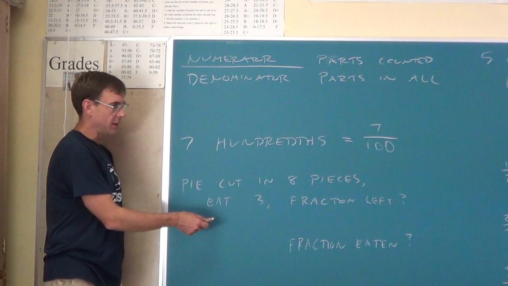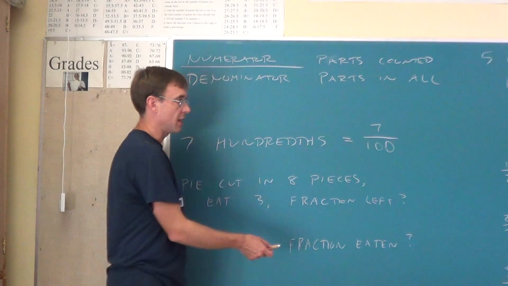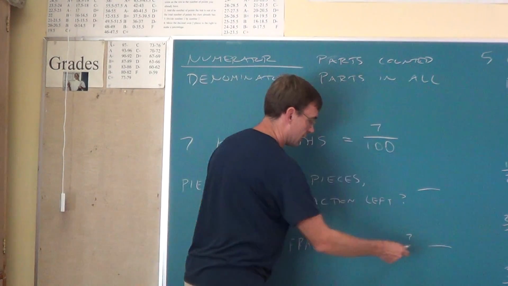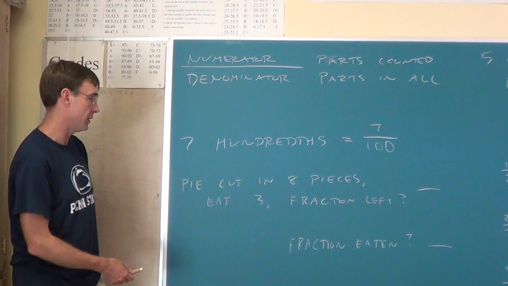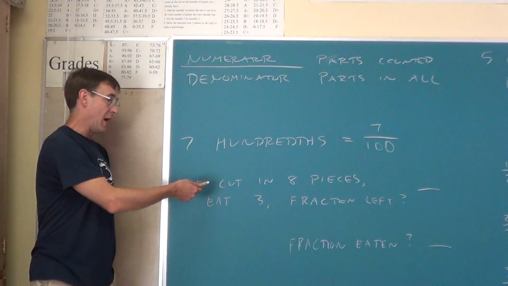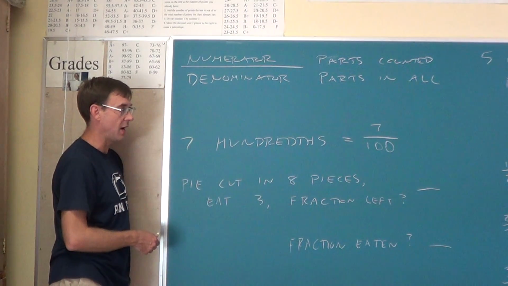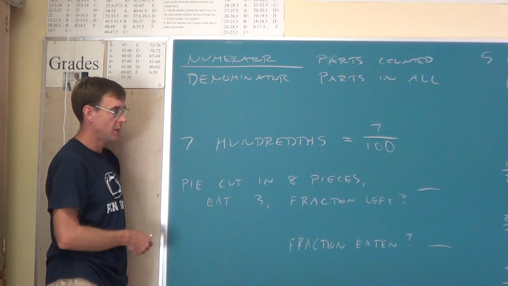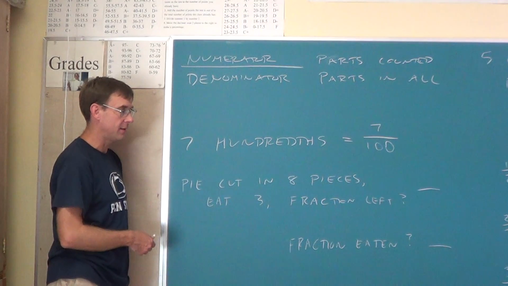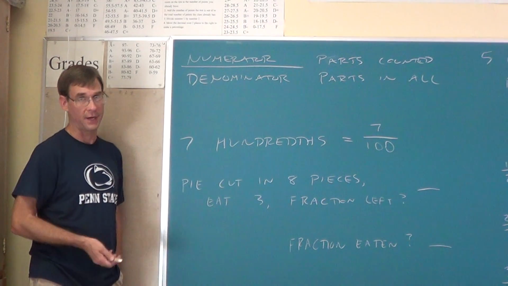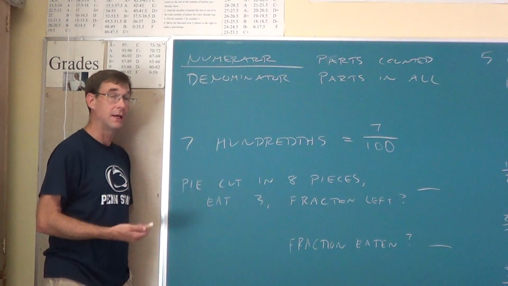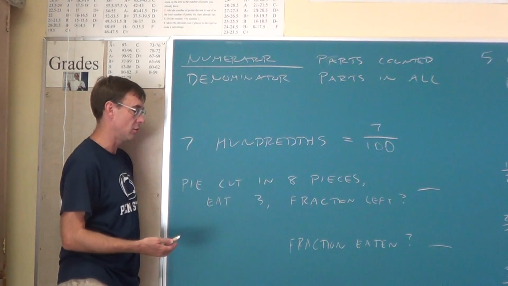If you want to feel like you got a feeling on this and you want to try to pause the video, you could try to do these next couple questions before we get started. So I'm telling you, there's a pie cut in 8 pieces. You eat 3 of them, and we're trying to figure out the fraction that's left. If you do that, you don't want to right away just write down 3/8. Okay? You have to read and think about what this thing is asking you.